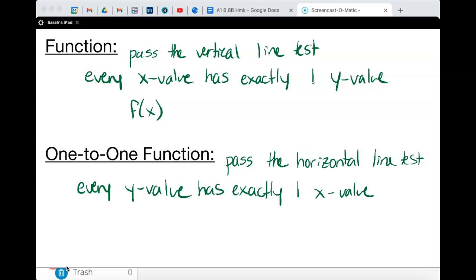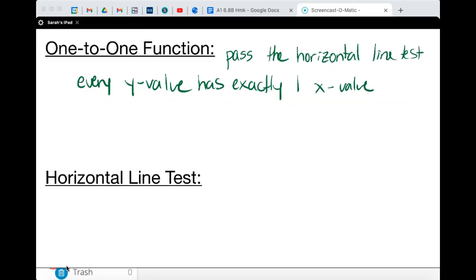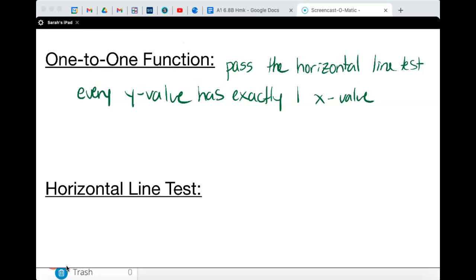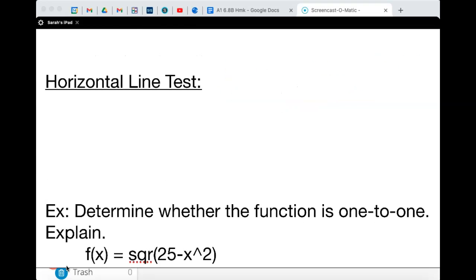Okay, so for it to be a one-to-one function, it has to pass the horizontal line test and the vertical line test, and everything has to be lined up. Okay, I'm gonna skip this. We would know horizontal line test is the same as vertical line test. It just determines whether it is a one-to-one function. Okay.